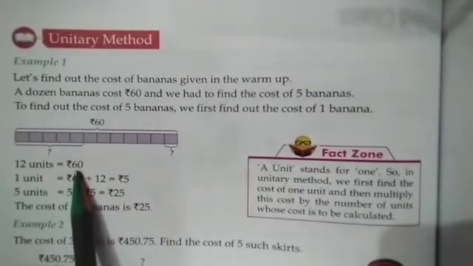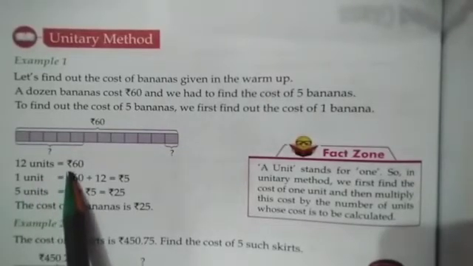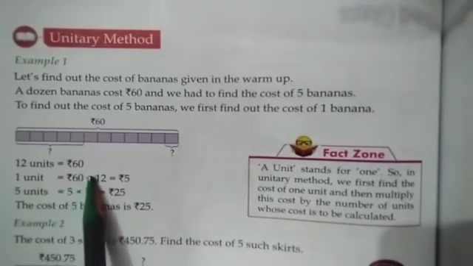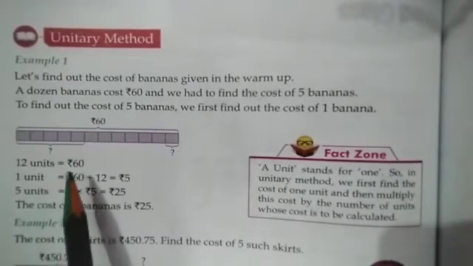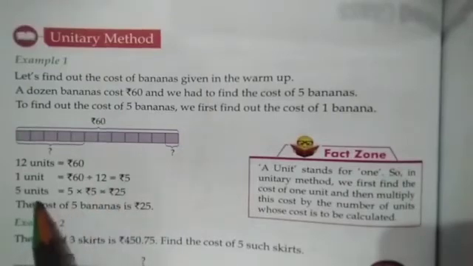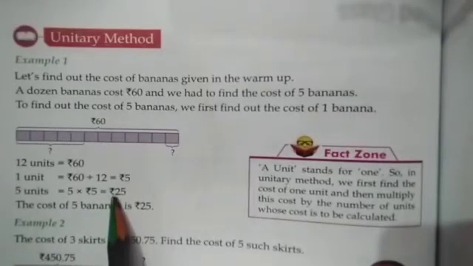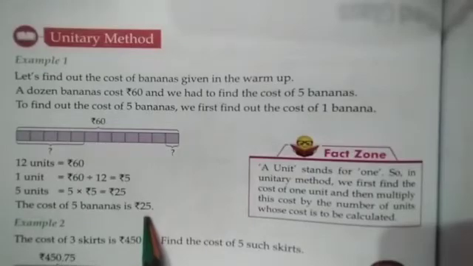This 12 units equal 60. Then the cost of 1 banana is 60 upon 12, that is rupees 5. Then you can find the cost of 5 bananas, 5 units, equal to 5 into 5, rupees 25. So the cost of 5 bananas is rupees 25.